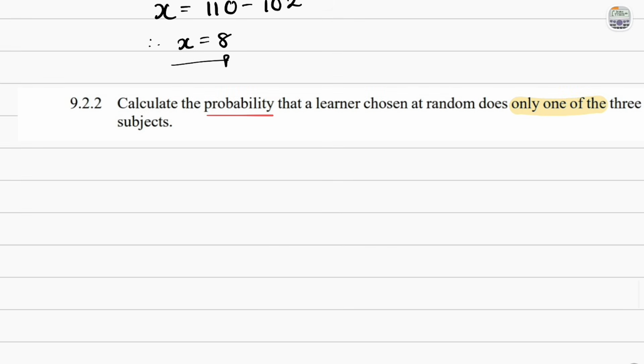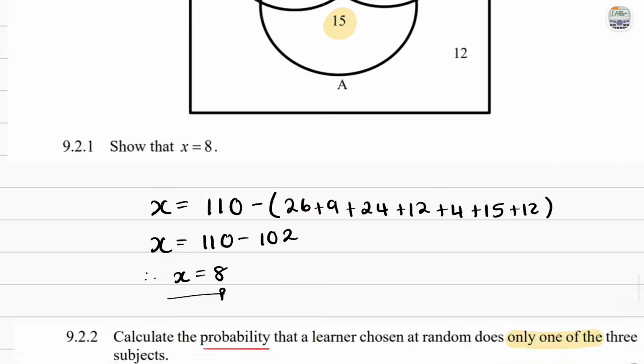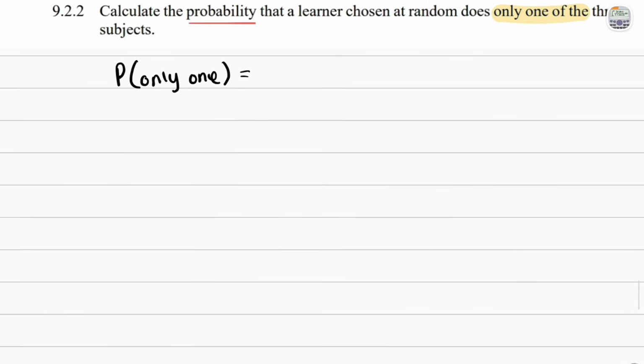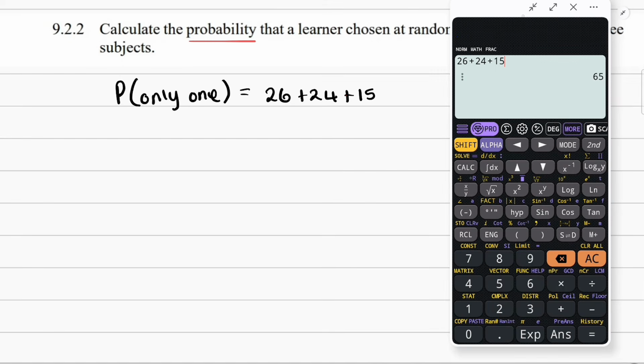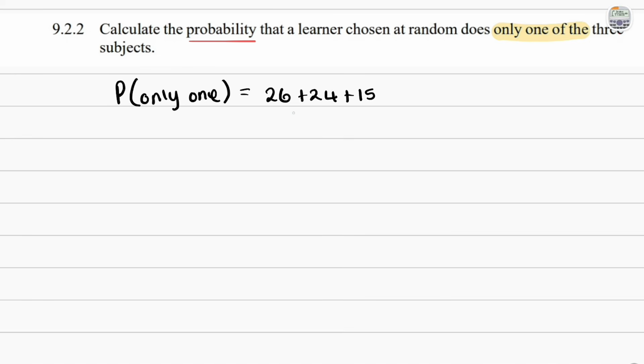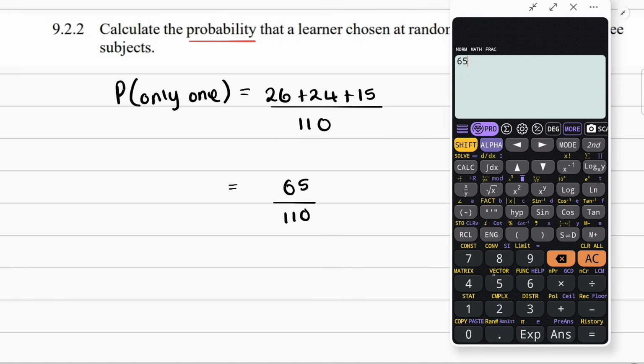So you need to put it over the total. So we're going to go ahead and say that the probability that they do only one subject, not at least one, only one, that would be 26 plus 24 plus 15, which is 65, okay? And you're going to take that and put it over that total, 110. So this is 65 over 110. And then you can just get that as a simplified answer.